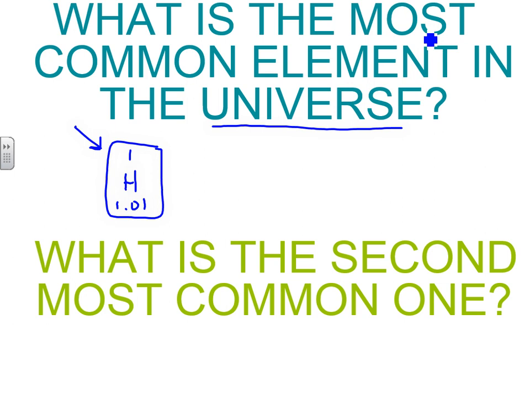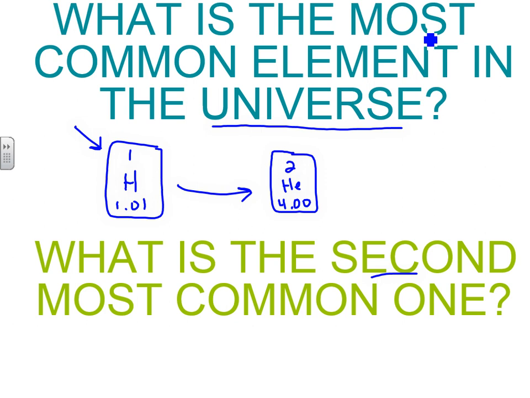Now, what's the second most common element on the periodic table and in the universe? And that would be helium. So helium, element number 2, is actually the second most common. And the reason for this is because stars actually convert hydrogen into helium. So most of the universe is made of stars.